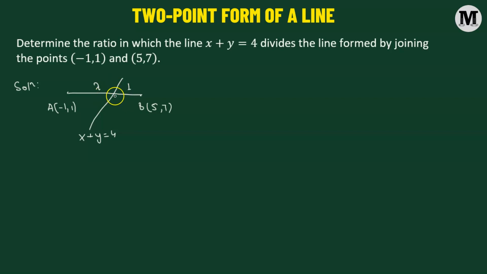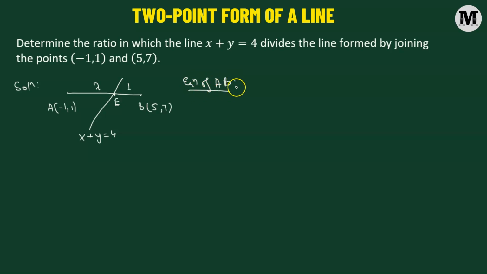So we'll first try to find the equation of AB. Once we have the equation of AB, the intersection is going to give us the coordinates of the intersection point E, and once we find the coordinates of E, we can apply the internal section formula to find the value of lambda. So let's go step by step. Our first goal will be to determine the equation of line AB.